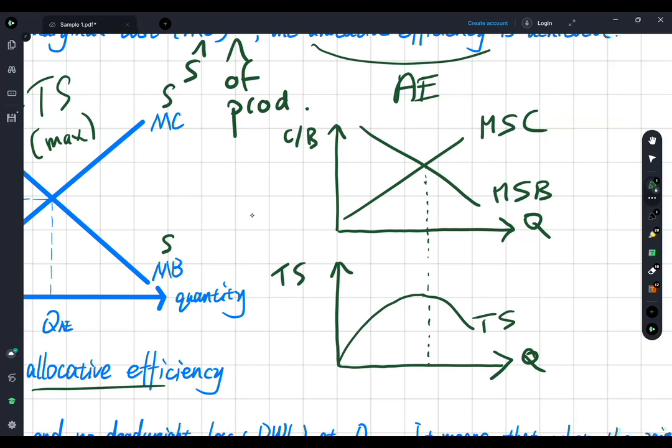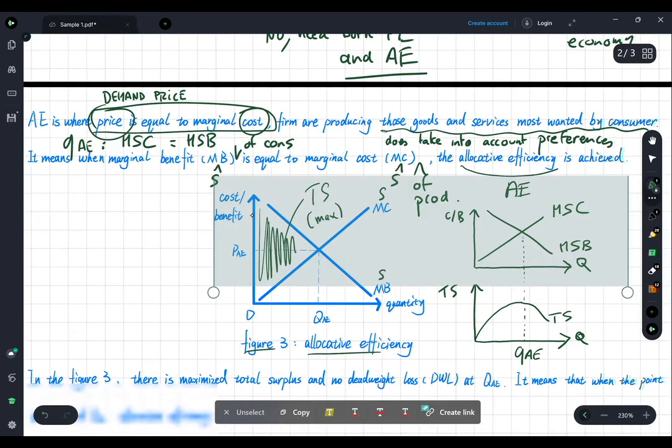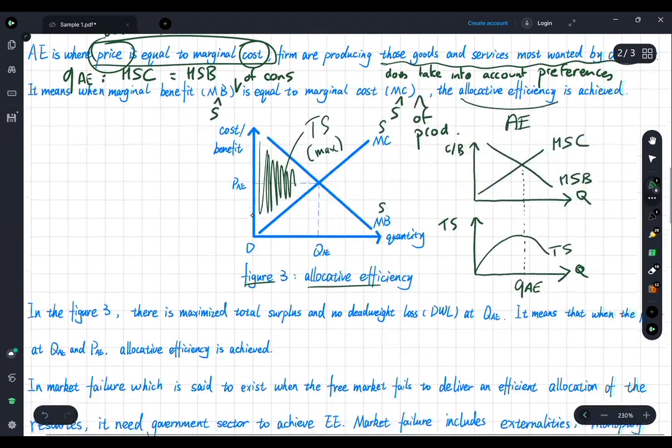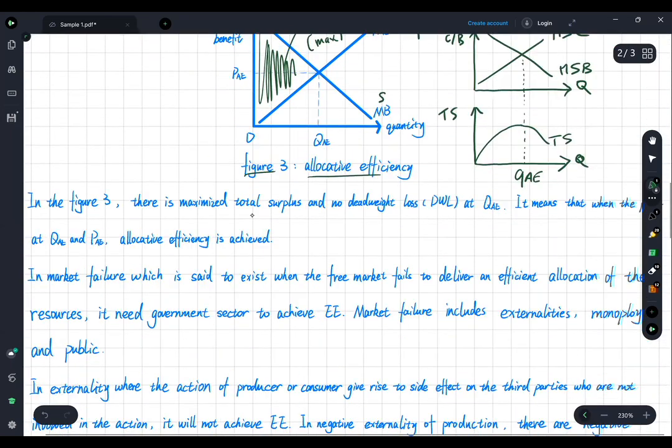Just to show that at that level of output, QAE, where the marginal social cost is equal to the marginal social benefit, you maximize total surplus, and therefore there is no deadweight loss. So I like this type of representation to illustrate allocative efficiency. We could simply add one diagram below this one. But that's pretty good on allocative efficiency.